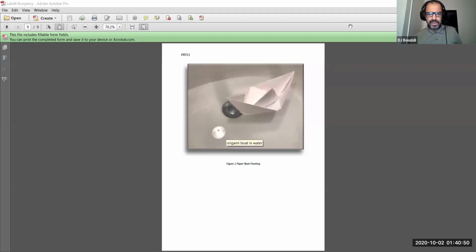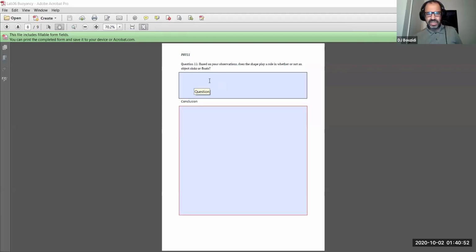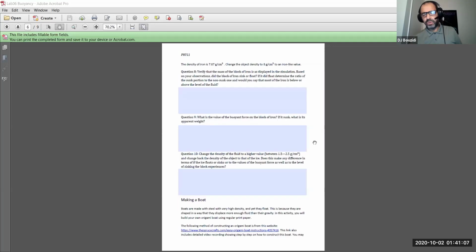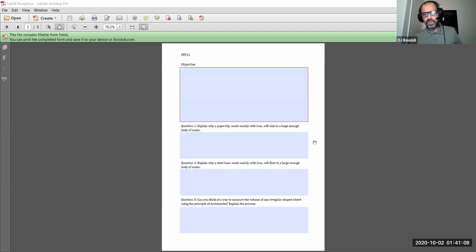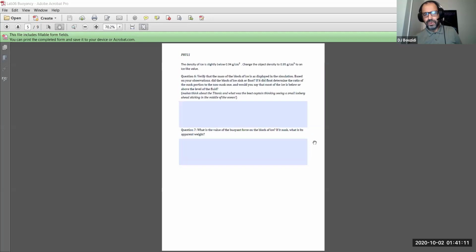Let me stop sharing this. So after you complete this activity, you're going to answer the question based on your observation. Does the shape play a role in whether or not an object sinks or floats? This is based on your own observation. I can't tell you how it's going to go. So based on what you do, finally, you're going to put the conclusion here. Don't forget that you're supposed to put an intro in here for this one.